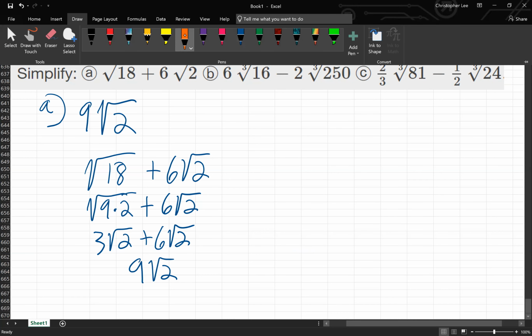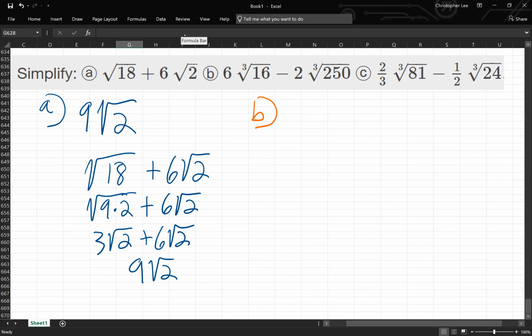How about B? Is what? Like the final answer? But there's no negative here, and 6 is part of it. So like it had to be bigger than 6.